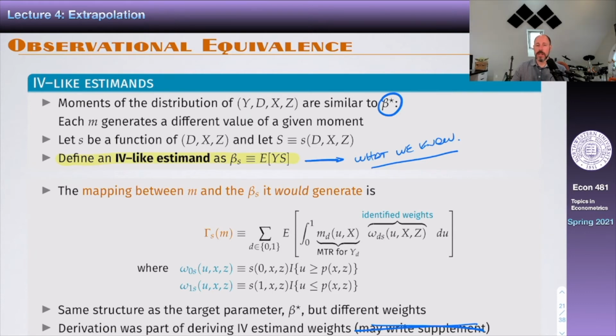For example, least squares and IV. And we know that these parameters take this particular functional form where we know the weights, we know the functional form. What we don't know is the marginal treatment response. But not any marginal treatment response will typically be consistent with a given value of the IV.